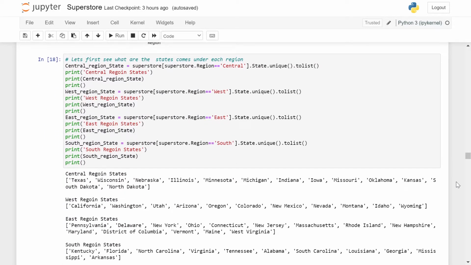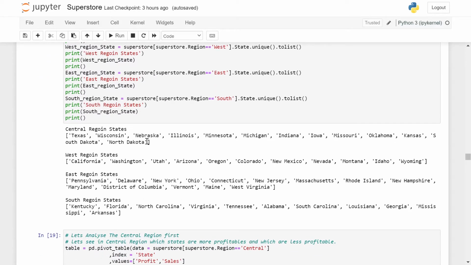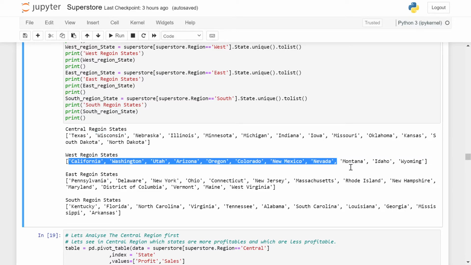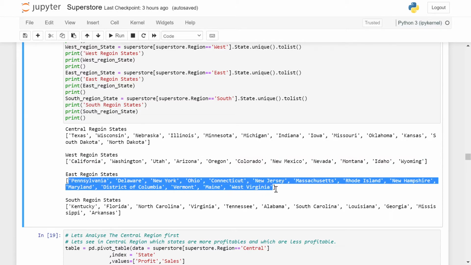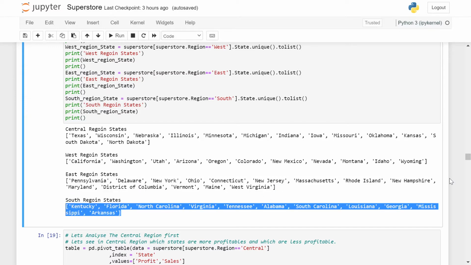Then I wanted to find out which states are present in each region. So here we can say these states are present in the central region, and in the west region these states are present, California, Washington, and so on. This is for the east region, Pennsylvania, New York, Ohio, and these are the states from the south region.